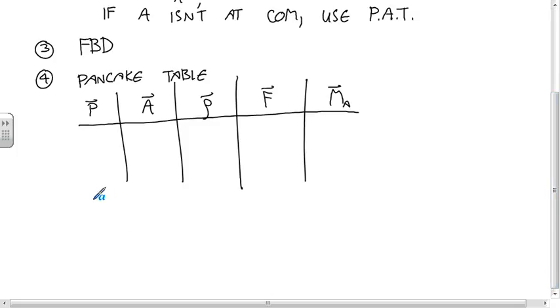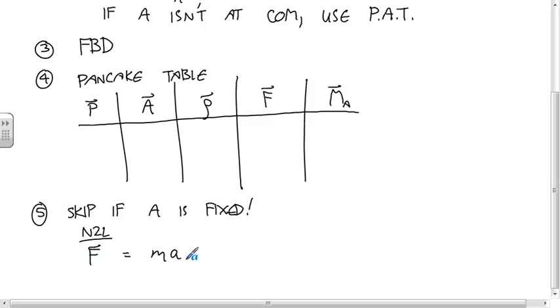Okay, now step 5, you can skip this if your about point is a fixed point. So skip if A is a fixed point. But if it's not, if you're doing it about the center of mass, then you have to use Newton's second law. Newton's second law says add up all the forces, that's equal to the mass times the acceleration of the center of mass.